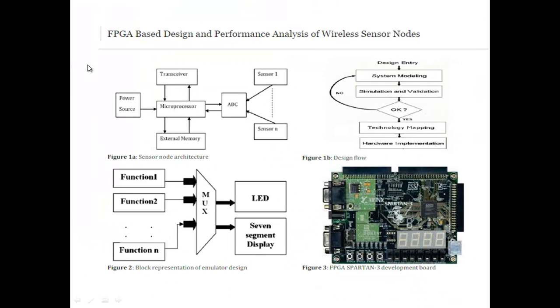This is one example of FPGA based design and performance analysis of a wireless sensor network. It has a transceiver, which is a transmitter and receiver, and a microprocessor with external memory, powered by a power source. Then there is an analog to digital converter, sensor 1 and up to n sensors. This is the sensor node architecture. Then the representation of the emulated design: different functions from the n number of sensors, function 1, function 2, function n. They are all multiplexed, and the display is given by the LED, then the sound segment.